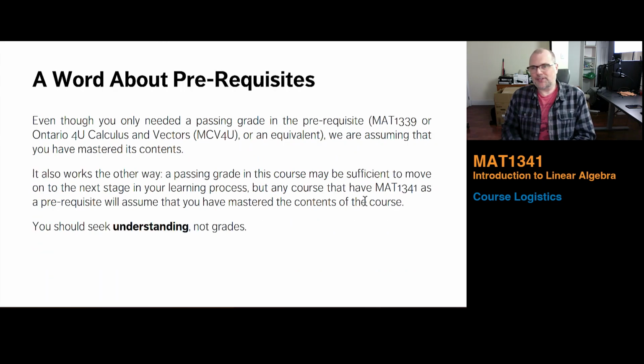We're worried about prerequisites. Look, in order to take this course, what you need is a passing grade in either MAT 1339 or an Ontario 4U Calculus and Vectors class. That would have been MCV 4U, or the equivalent for Quebec, I don't know what that is, or in other parts of the world, I don't know what it is. But in order for you to be here, you have at least the prerequisite and you've passed it. So you only need a passing grade, but the reality, and it doesn't just apply to this course, is that whenever a course has a prerequisite, we are assuming that you have mastered the contents of a course.